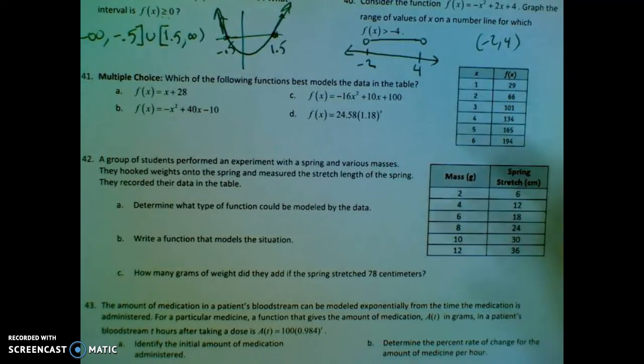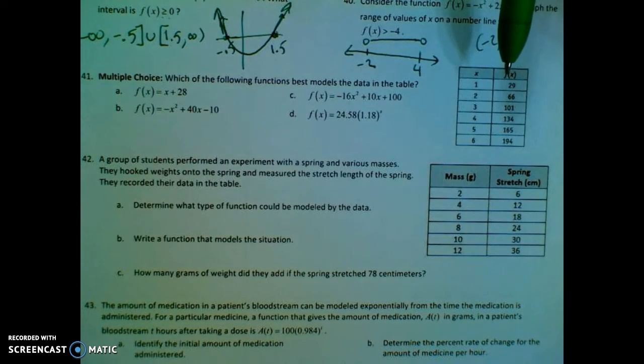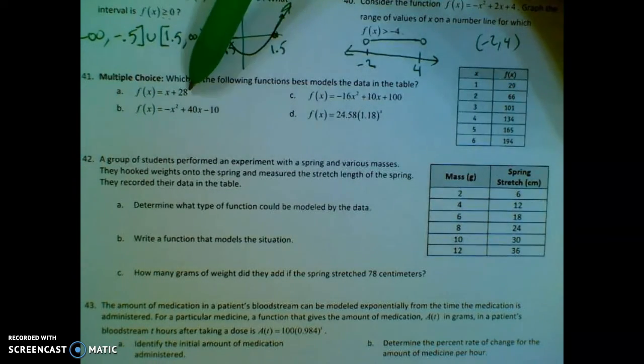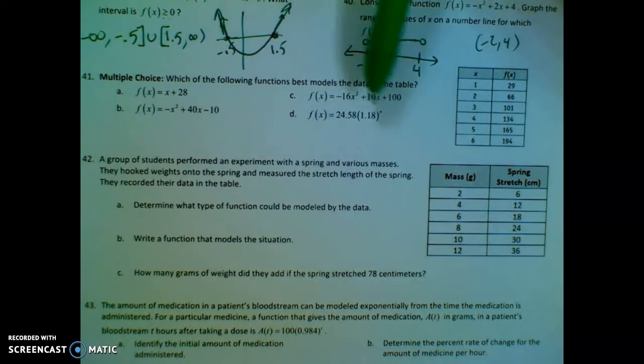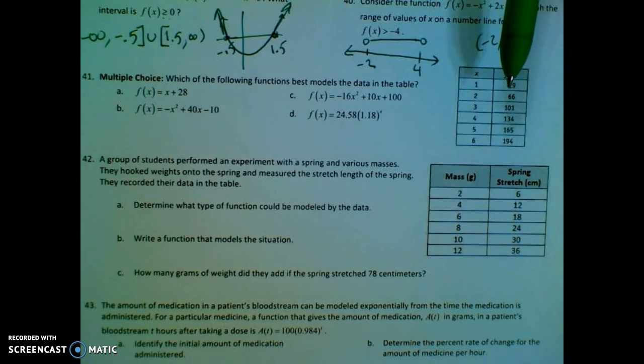Question 41 is asking which function best models the data in the table. So I've got to figure out what this data is. I can look at my multiple choice answers and I can see that I have a linear, quadratic, and exponential. So if I just see what this is, it's probably going to eliminate at least half the answers. Checking for exponential is really easy.